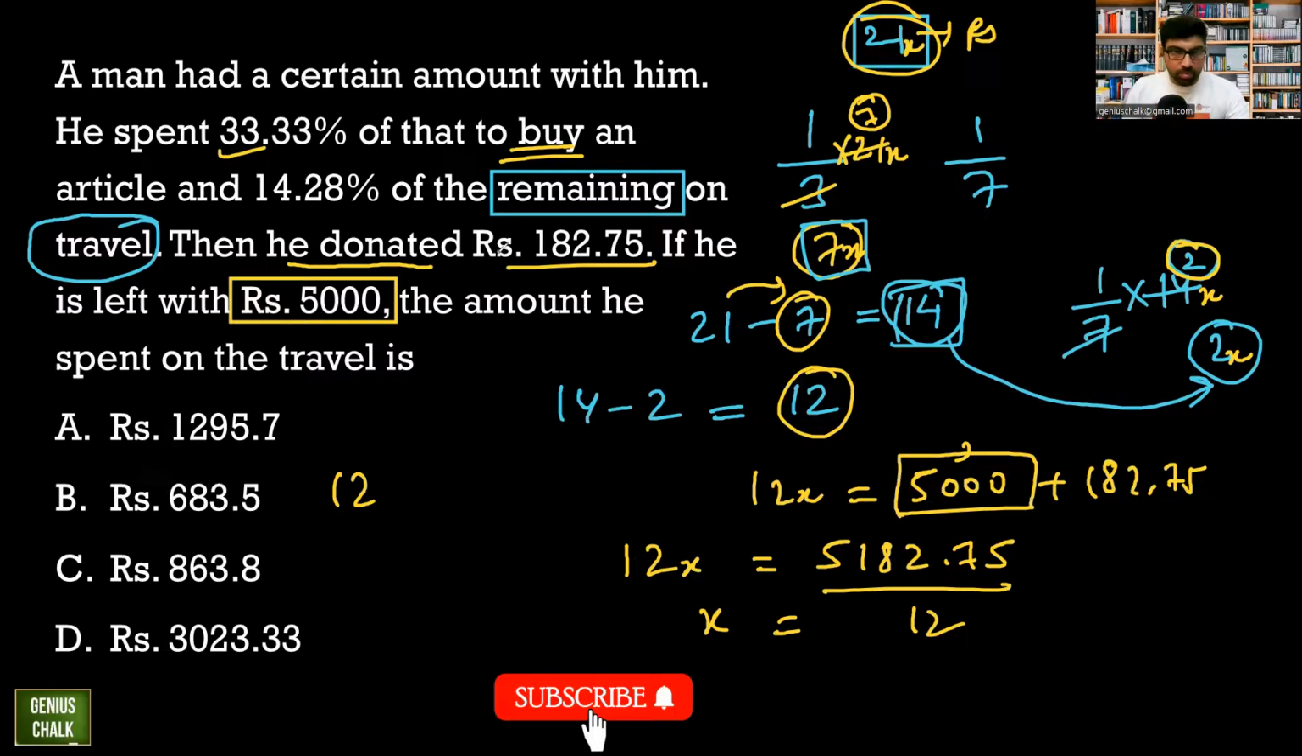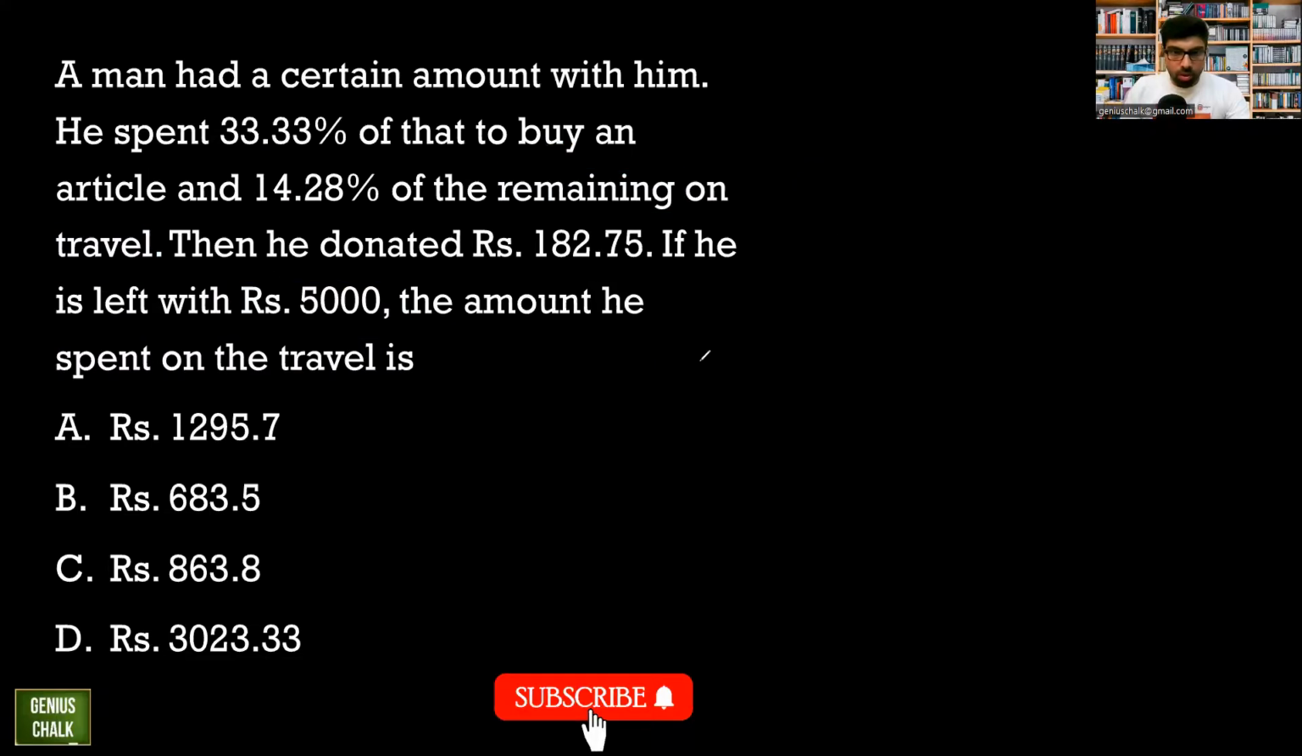Now what is asked? The amount spent on the travel. So what is the travel amount? We can see it is here, 2x. So we have to find 2x. Just multiply by 2 here, and that is my answer. So let's solve it. 5182.75 by 12, and multiply by 2.